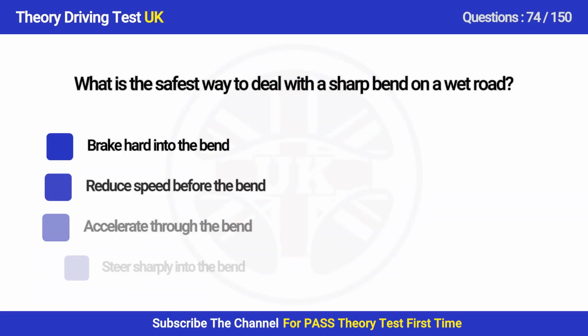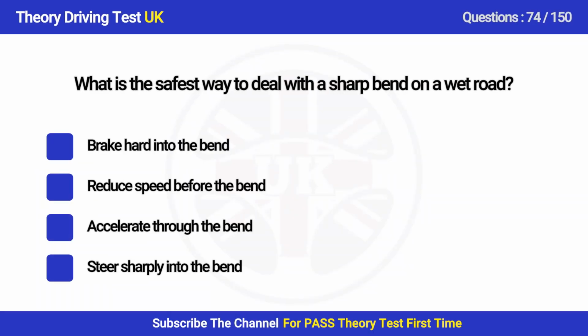Question 74. What is the safest way to deal with a sharp bend on a wet road? A. Brake hard into the bend. B. Reduce speed before the bend. C. Accelerate through the bend. D. Steer sharply into the bend.